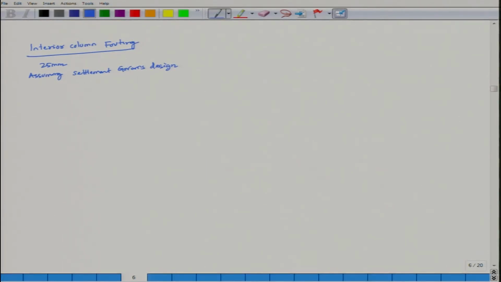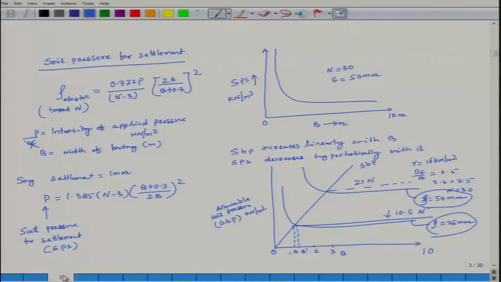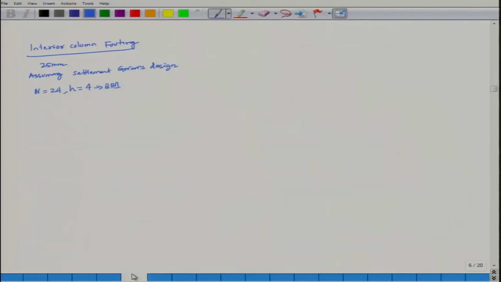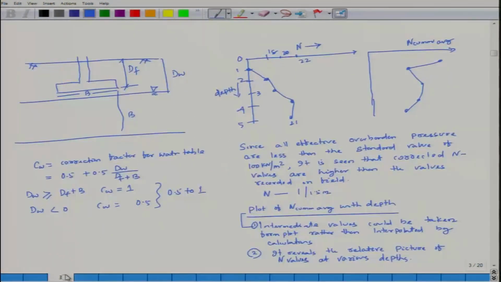Then you consider N is equal to 24 and H is equal to 4 for borehole 1. Then in that case, what is your SPC? SPC is your soil pressure considering settlement as the criteria. So SPS is your 10.5 into N. 10.5 into N, it comes from here.